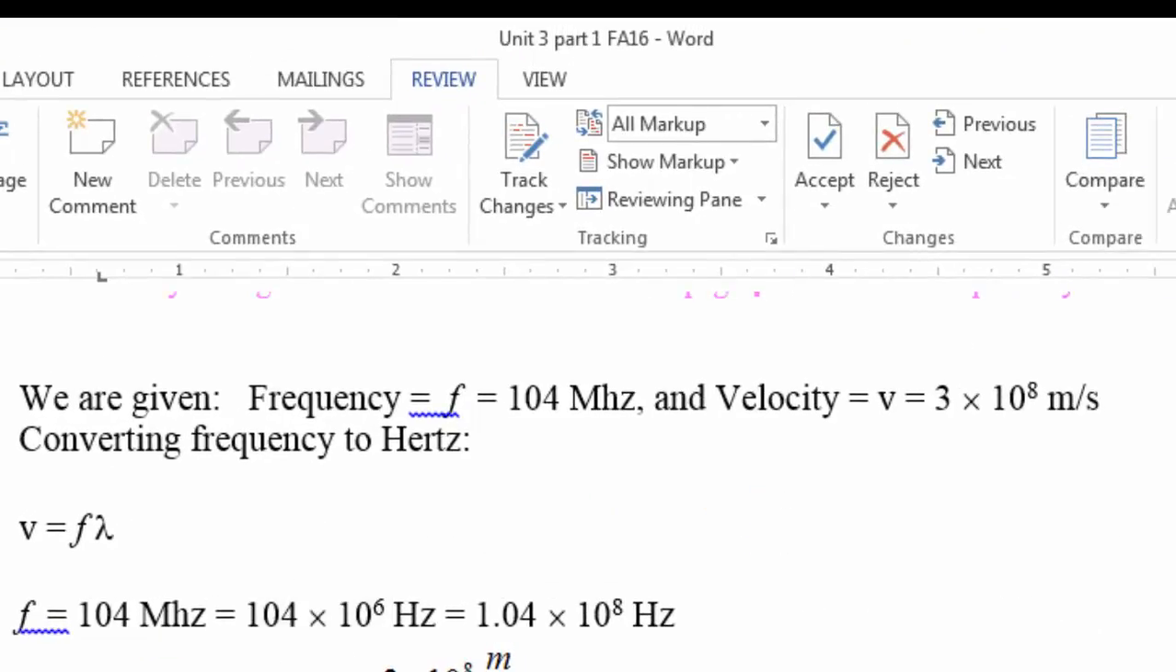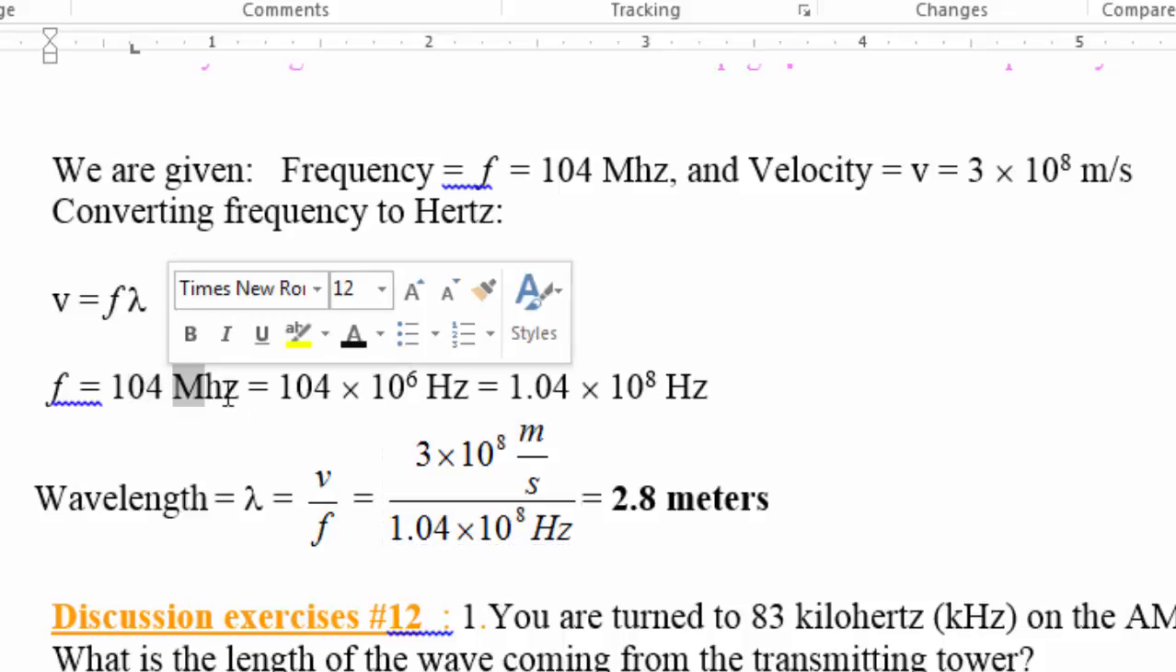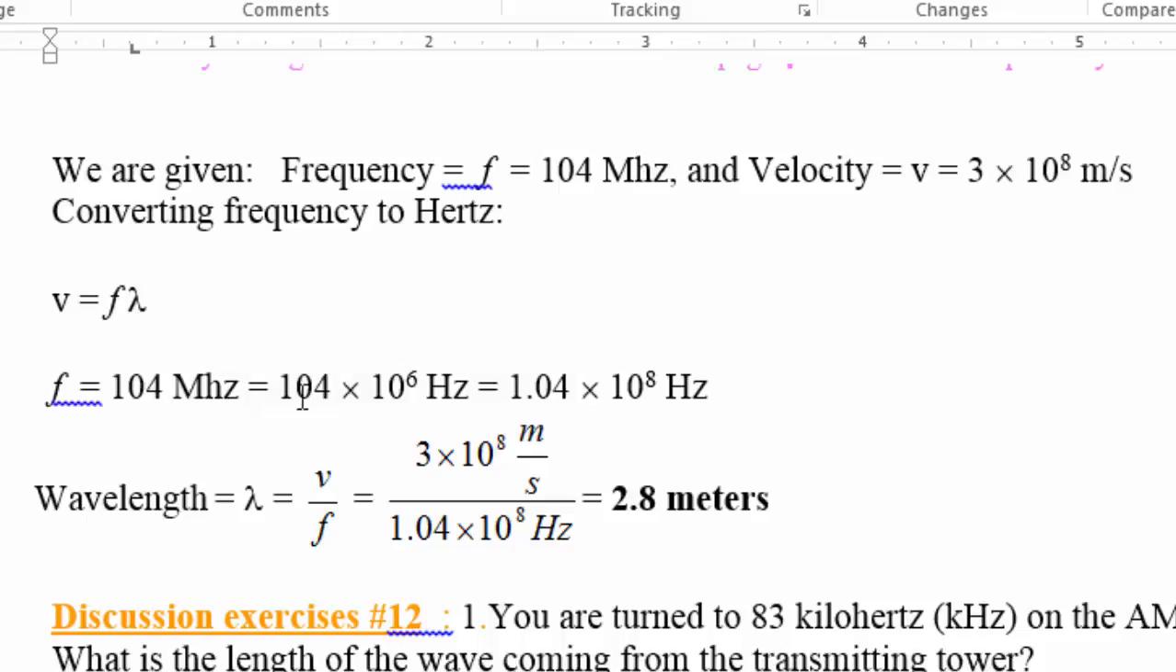Because hertz is 1 over second, and when you divide the speed of the wave, which is meters over second, by the frequency in hertz, which is 1 over second, the 1 over second in the numerator will cancel out with the 1 over second in the denominator, and we'll get the answer in meters. So that's why we have to convert frequency from whatever unit you are given to hertz.